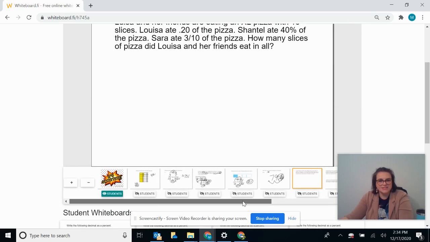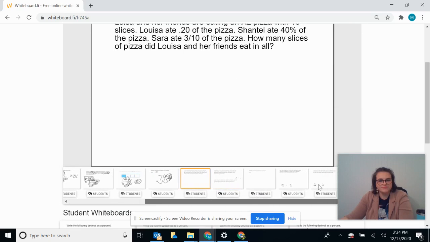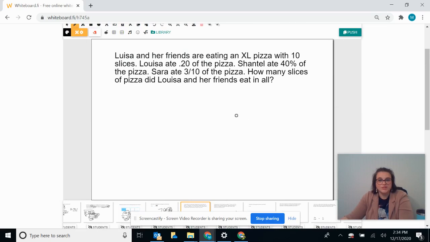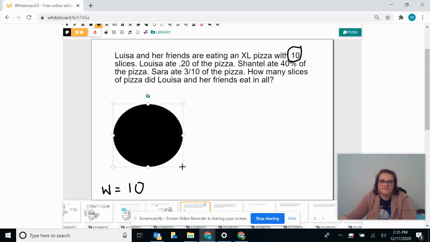All right, let's look at the next one. This one's kind of tricky, okay? Louisa and her friends are eating an extra large pizza with 10 slices, all right? So our whole is 10 slices. I saw one of our students, one of our teammates, draw a picture for this problem, and I think that's pretty smart. So I'm gonna do the same thing.